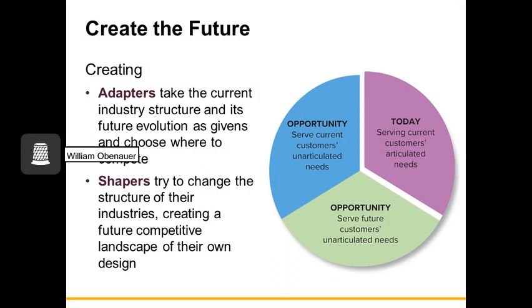In preparing for an uncertain future, managers can take two different approaches. The first approach is to be an adapter. Adapters essentially believe that they're not going to be able to shape their industry, but they can respond to what comes. And they focus on meeting customers' articulated needs. Shapers, on the other hand, believe that they can actually influence their industry, and they focus on meeting customers' unarticulated needs as well. By unarticulated needs, we mean the things that customers desire but don't necessarily recognize. By recognizing what these unarticulated needs are and preparing to respond to them, shapers are able to help influence their industries.